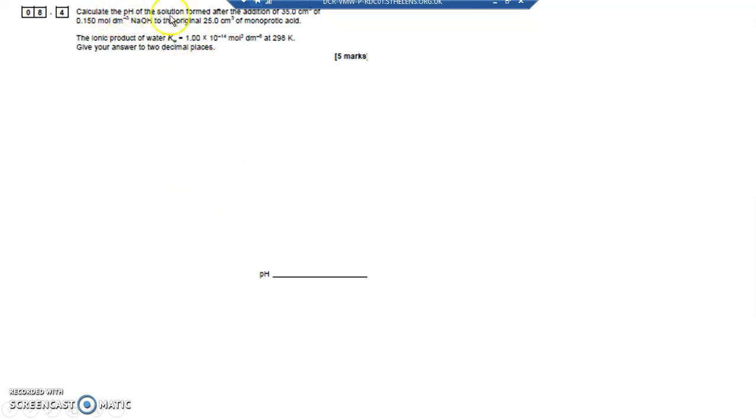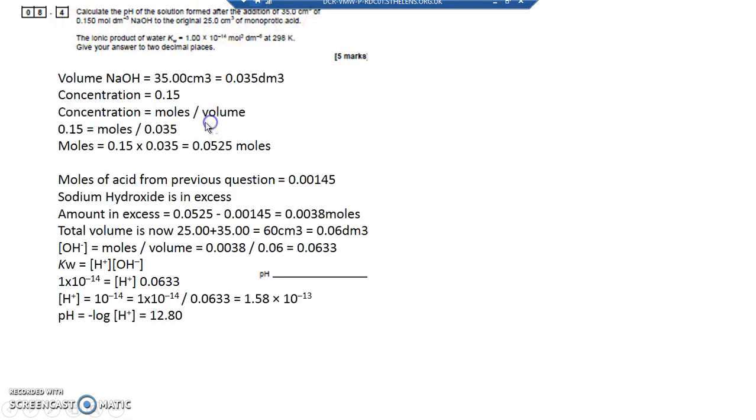Question 8.4. Calculate the pH of the solution formed after the addition of 35 cm cubed of 0.15 mole decimeter cubed of sodium hydroxide to the original 25 cm cubed of the monoprotic acid. So my first thing is I've been given a volume and a concentration of sodium hydroxide. It wants me to work out the number of moles. So volume is 35 cm cubed divided by 1000 to get into decimeter cubed, 0.035.